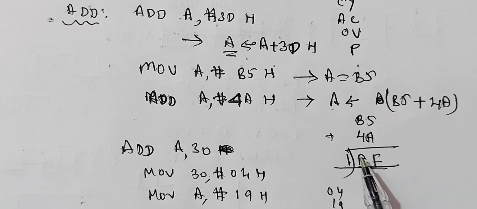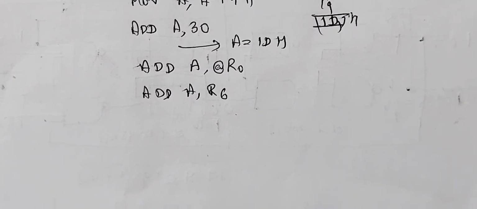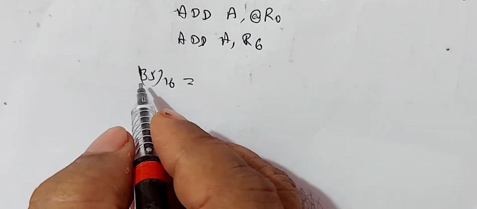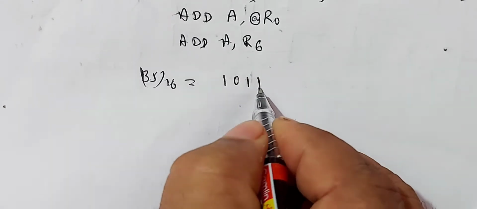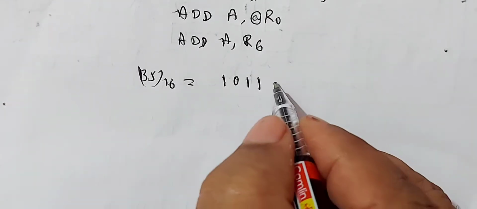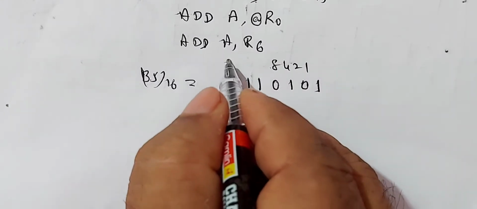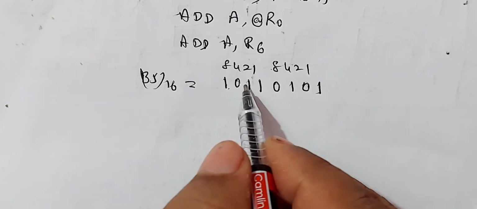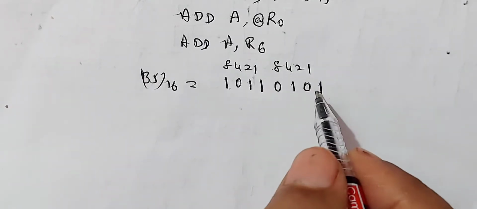During this operation, some flags are affected. Let us see how the flags are affected, as we have already studied in the program status word. First, what is B5? B5 is a hexadecimal number, where B means 11, so 8 plus 2 plus 1, which is 1011. And 5 is 0101, 4 plus 1. It appears in the form of 8421 code. B means 13, and 5 is 4 plus 1.